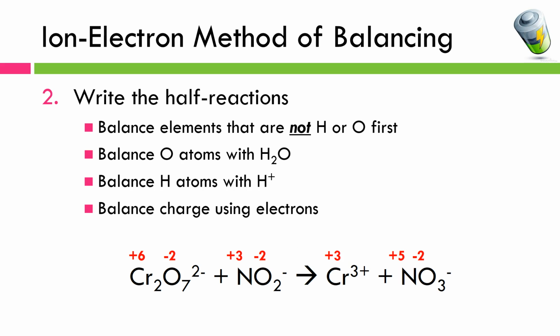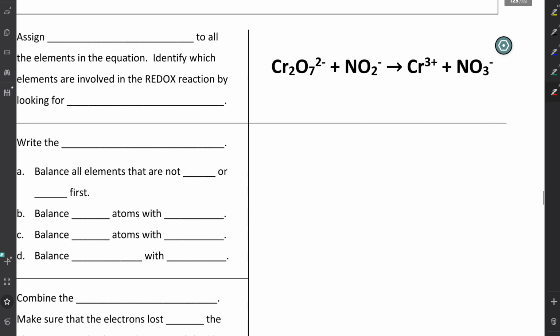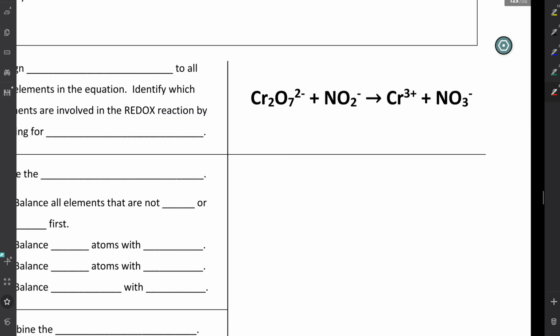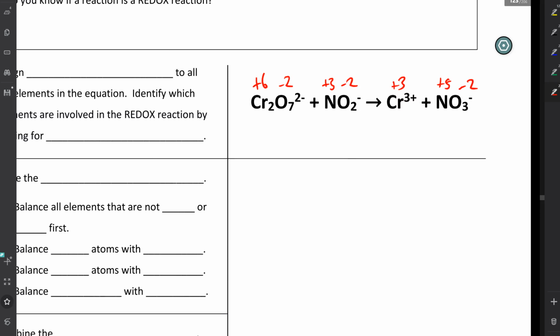So let's go ahead and try that out. So I'm going to pull up your notes. Okay. So I know you've seen this a couple times now. I'm going to start with my chromium reaction for no particular reason. So I'm going to take the whole substance, in this case the dichromate ion, and I know that it turns into just the Cr3+ ion.